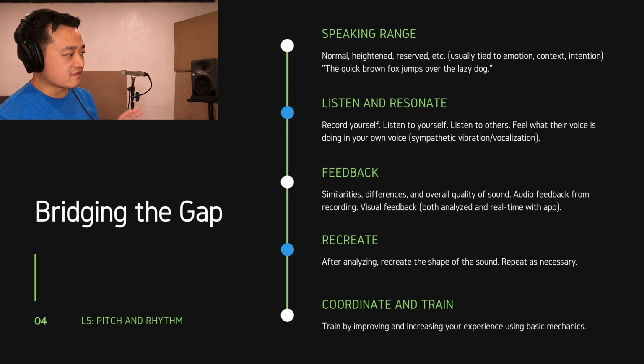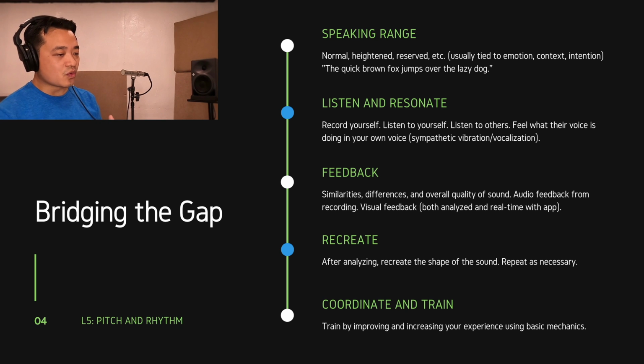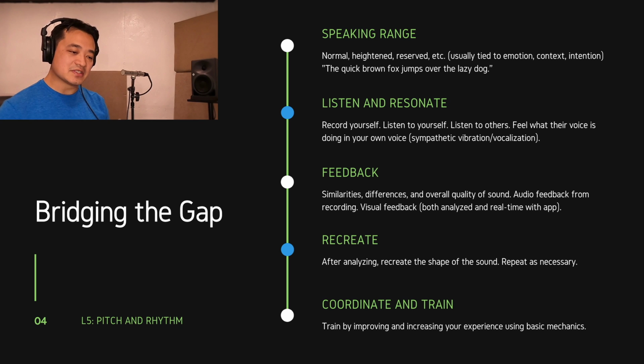What I'd like for us to start off with is to just bridge the gap. And the first thing to do is to find what our speaking range is. Of course, there is a normal range that we live in our voice. There is a heightened range where the voice has a little bit more energy, more emotion, different context, more intention. And then there's a reserved way of speaking as well, and all these other types, all these different emotions that are involved in your voice.